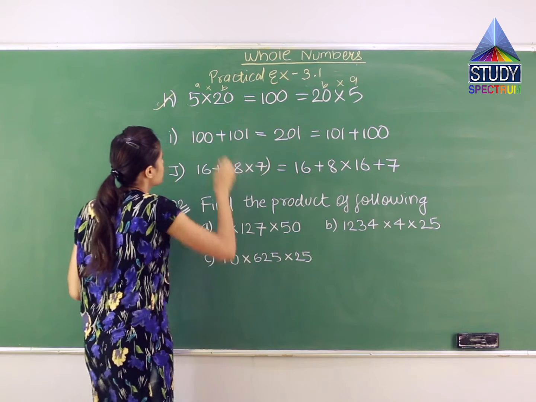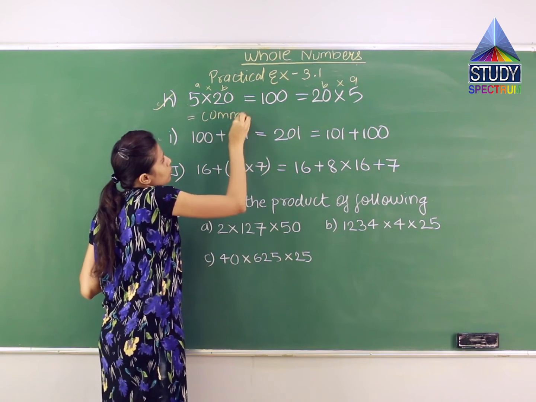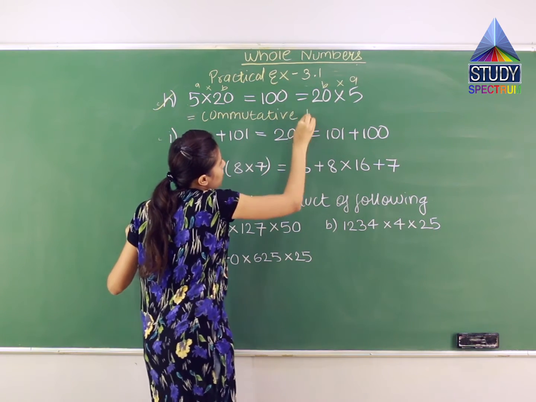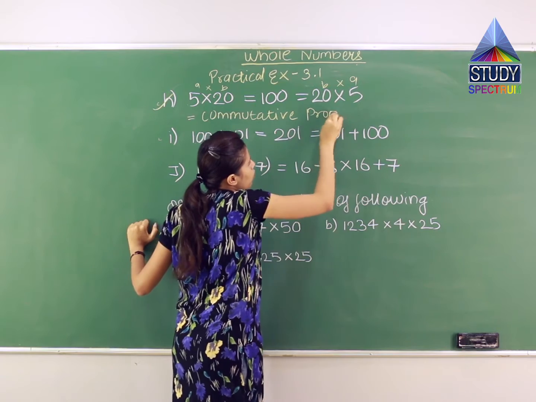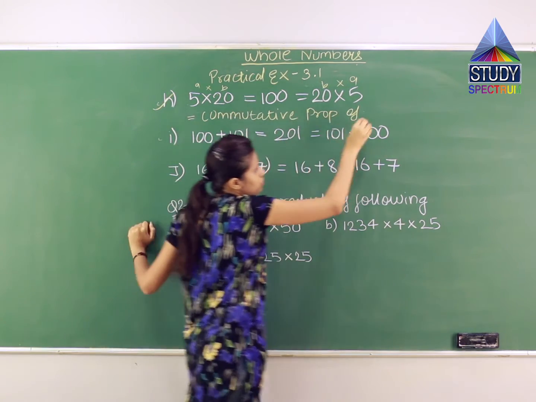So which property is this? This is commutative property of multiplication.